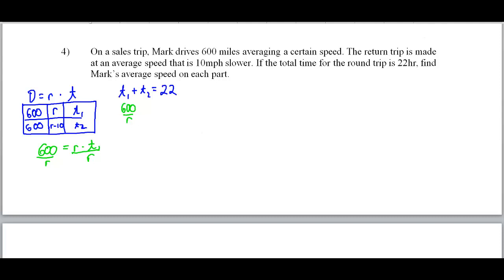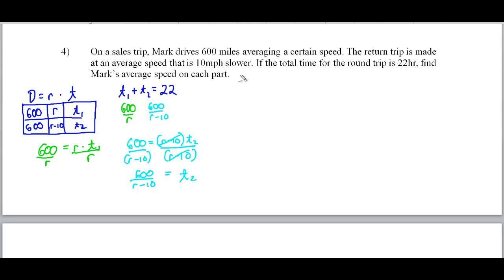Now I'm going to use another color for my second equation. I'm going to take my second equation, which is 600 is equal to parentheses r minus 10 parentheses t sub 2, and isolate t sub 2 all by itself. Divide both sides by r minus 10, and what I get here is t sub 2 is equal to 600 divided by r minus 10. So I'm going to plug that in here: 600 divided by r minus 10.